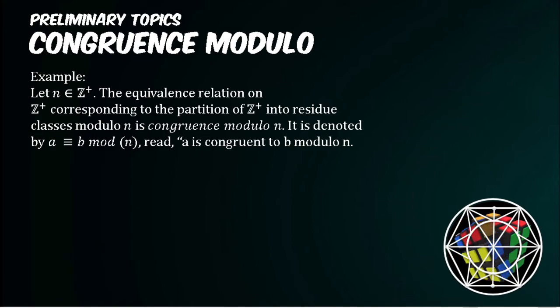Another concept, congruence modulo. Congruence modulo is actually an example of an equivalence relation. But what kind of equivalence relation are we talking about, or what is involved? It's, of course, involving modulo n. So congruence modulo is an equivalence relation on the set of positive integers corresponding to the partition of the positive integers into residue classes modulo n. And again, residue classes modulo n are the cells or the subsets created when you use this as a way to partition a particular set.